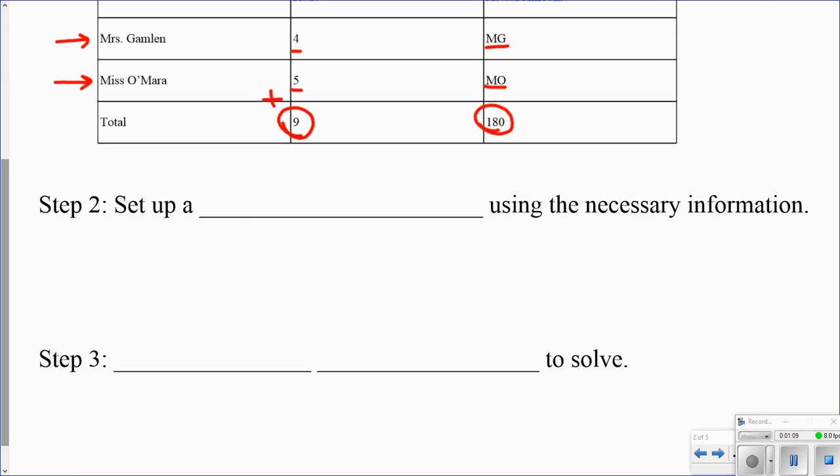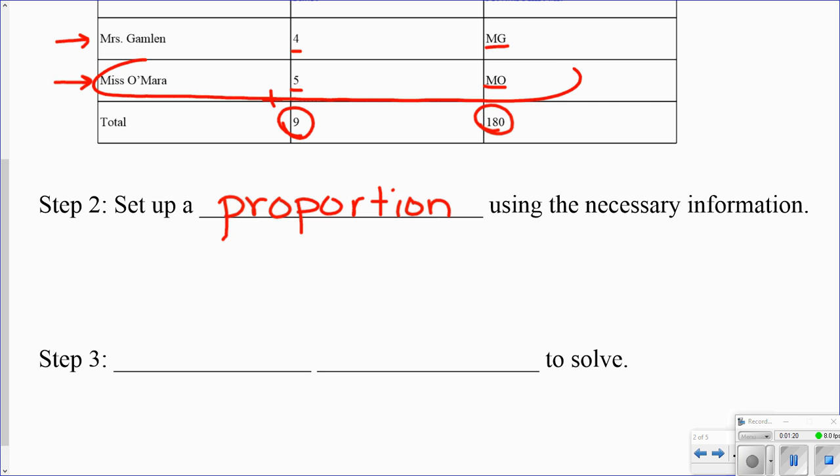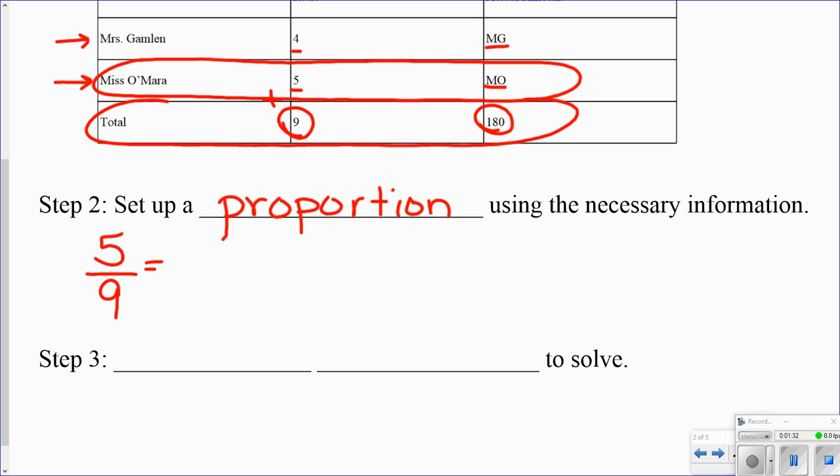Second step, you're going to set up a proportion using the necessary information. Since I need Miss O'Mara's information, I need this pulled out of the problem, and since I need the total, I need this part. So I'm going to pull those pieces out of the table and create my proportion. Proportions are two ratios that are set equal to each other in fraction form.